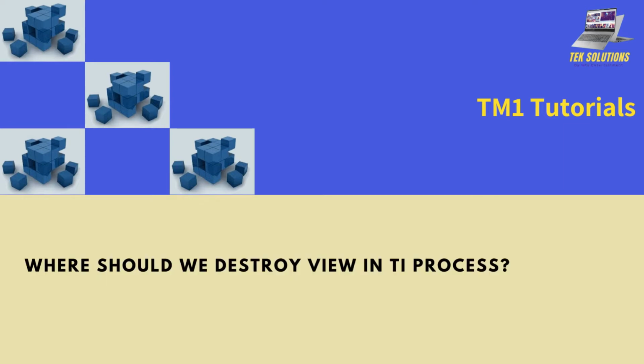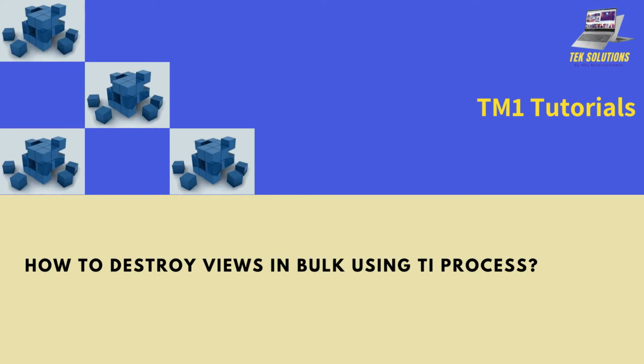Now the question is, where should we destroy the view in a Turbointegrator process? So it depends. If you are going to destroy just one view, and you are going to pass the actual cube name and actual view name directly into the Turbointegrator process, you can use the prolog section to delete the view. And if you want to destroy the views in bulk, where you will be providing the view name and cube name from a particular file or from the database, where they will be listed in two columns, in that case we have to write this destroy view in the data section.